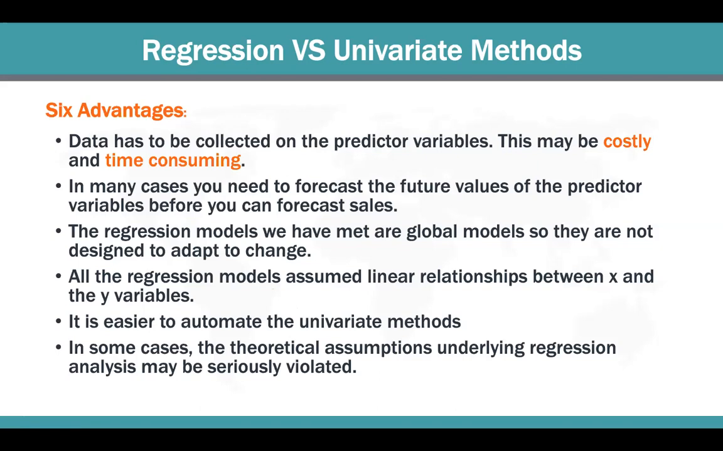So it is possible to build nonlinear relationships into regression models, and also to incorporate interactions between predictor variables, where, for example, their joint effect is greater than the sum of their individual effects. But again, this leads to more complexity in the model processing, and it is harder to automate than univariate methods. And the sixth one: in some cases, the theoretical assumptions underlying a regression analysis may be seriously violated.